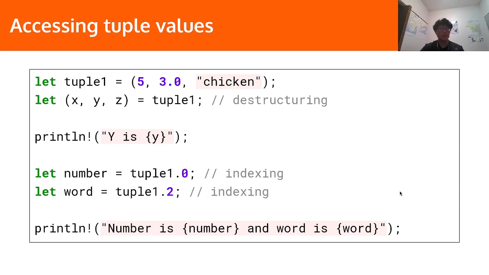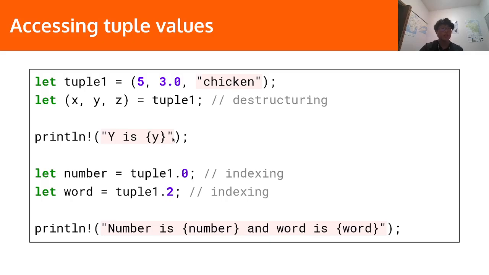So there are two main ways to access tuple values. In this example, we have the first tuple with 5, 3.0 and the string chicken. The first way is called destructuring, as we've written here, and the syntax looks a bit like this. We let (x, y, z) equal tuple 1. This (x, y, z) almost looks like a tuple in itself, but what it's actually saying is that I want to assign x, y, and z to the values within tuple 1. So in this case, x will be 5, y will be 3.0, and z will be the string chicken.